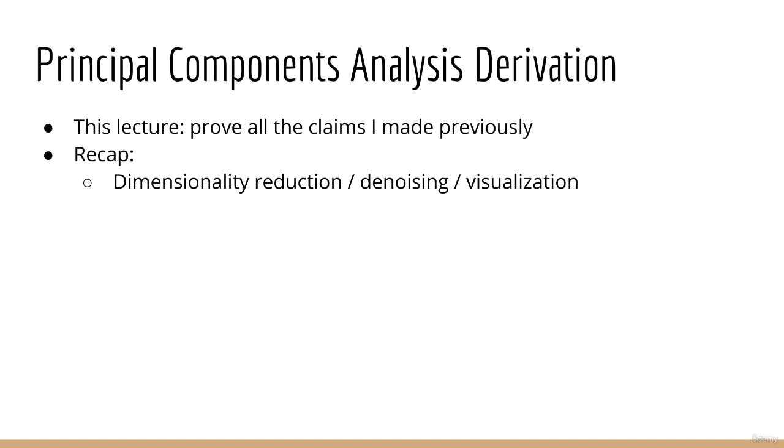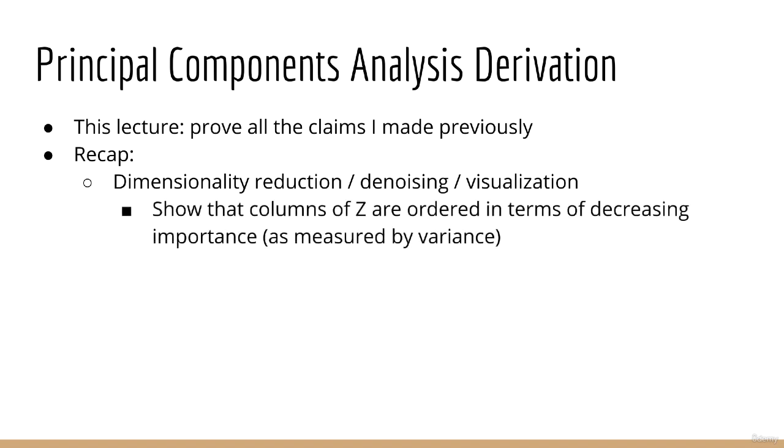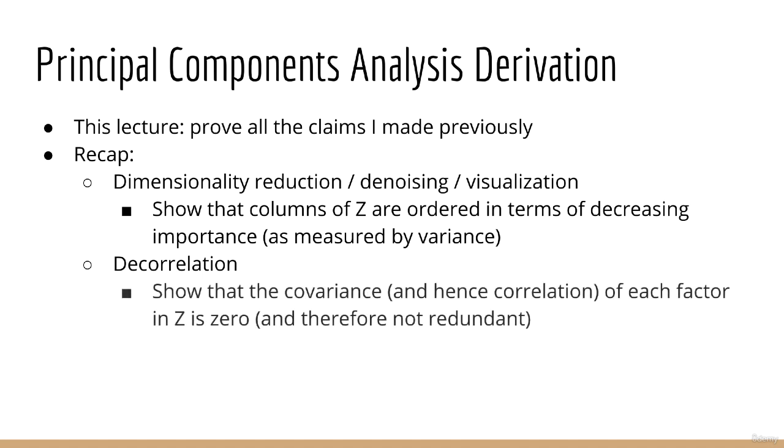So what we actually want to show here is my claim that the Z matrix, which we get back from PCA, will actually be ordered in terms of decreasing variance. As you recall, we use variance as a proxy for information or importance. The second thing we want to prove is that the columns of Z, that is, the principal components, are decorrelated from each other. In other words, their correlation or their covariance should be 0.